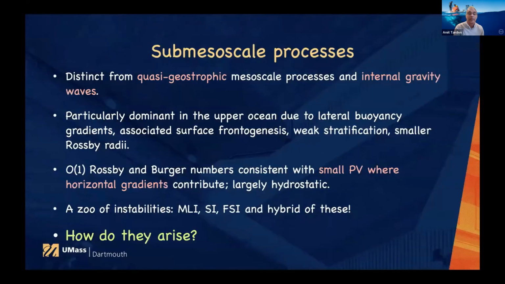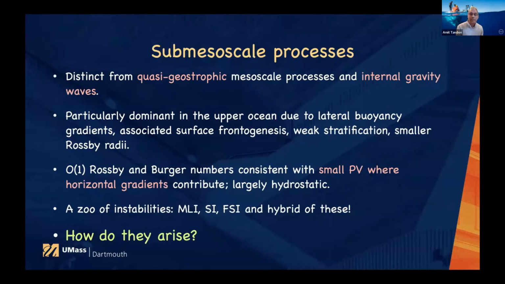Although I will not talk about that, I hope Mani or Suraj will talk about that to you at some point. So sub-mesoscale processes are very different from the QG mesoscale processes. They're also very distinct from the internal gravity waves that you heard about in the previous talk. They're particularly dominant in the upper ocean because of lateral buoyancy gradients. They have an associated surface frontogenesis. They're associated with weak stratification in the mixed layer.